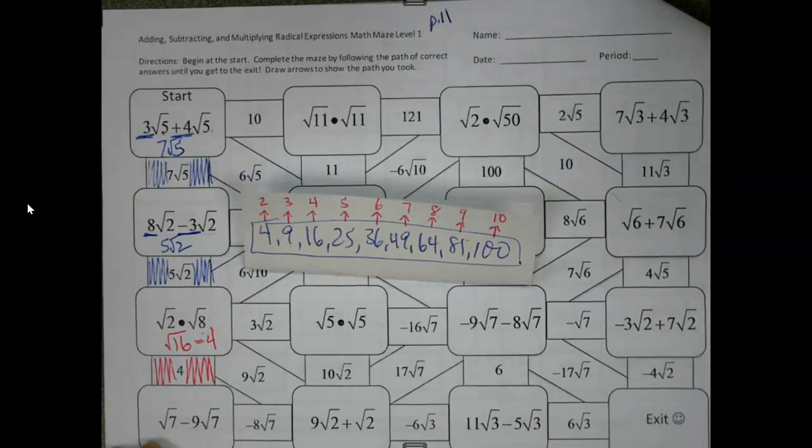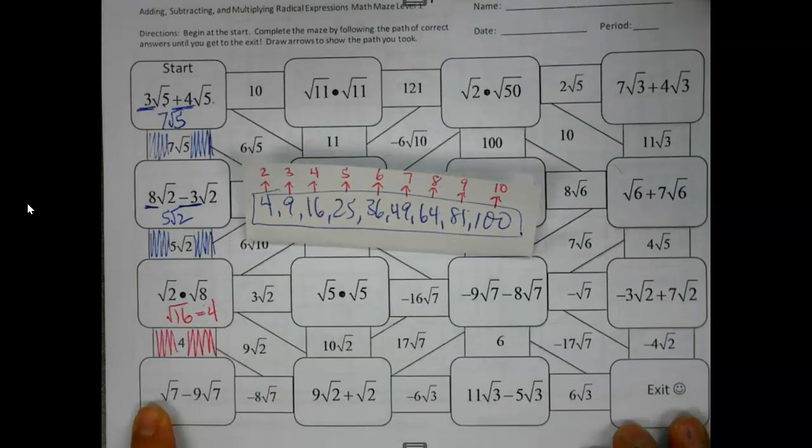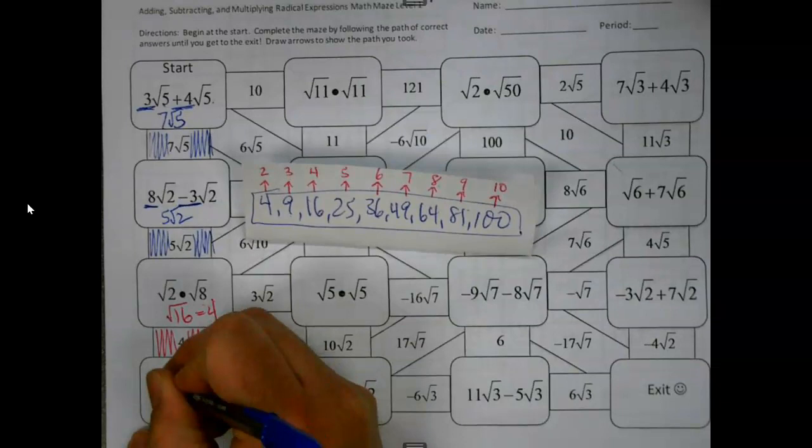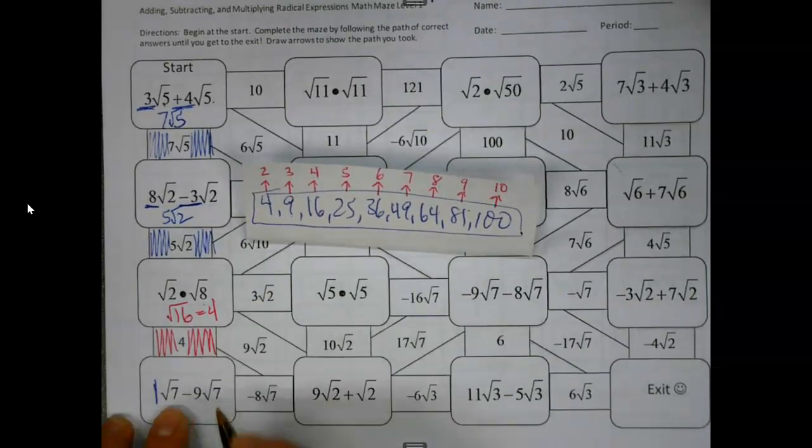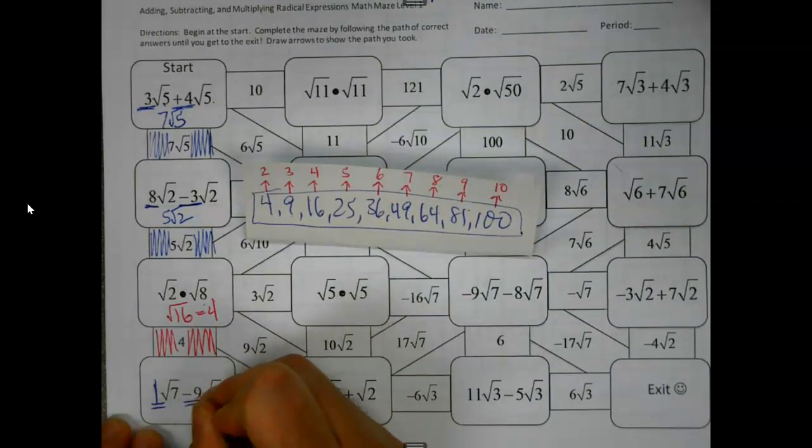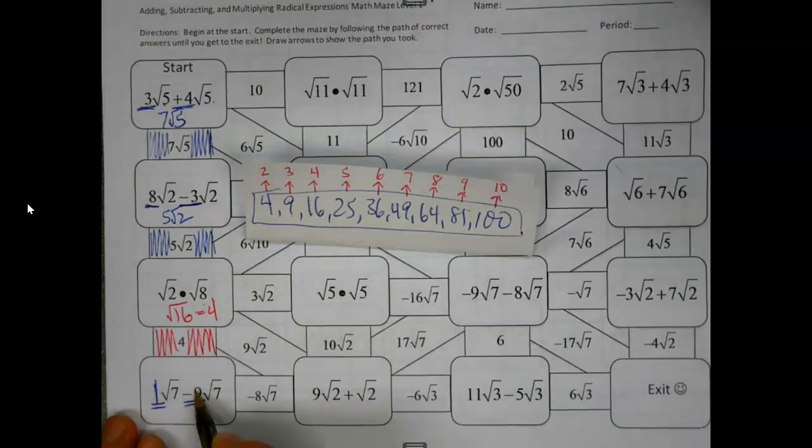Quick question. I don't see a number in front of this square root of 7. What number is there? There is a number there. What number is in front of the square root of 7? 1. Same radical. Just look at the coefficients. 1 minus 9.